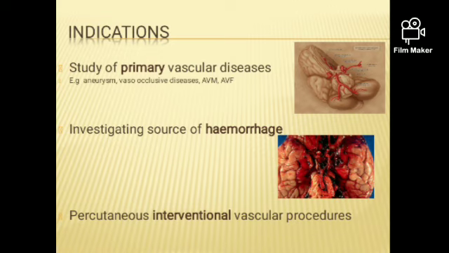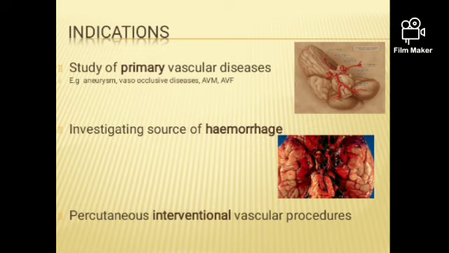AVM, arteriovenous malformation, means a secondary or false passage of artery and vein. Malformation means false. It will not be an artery or vein, but it will act like an artery and vein. AVF, arteriovenous fistula. Fistula means another passage or opening. So that is all about the indications. These are the primary vascular diseases.